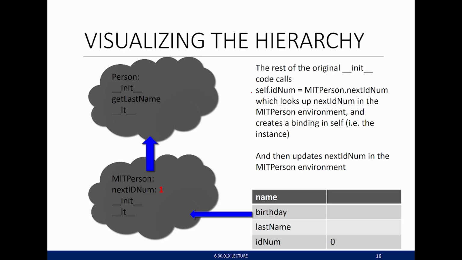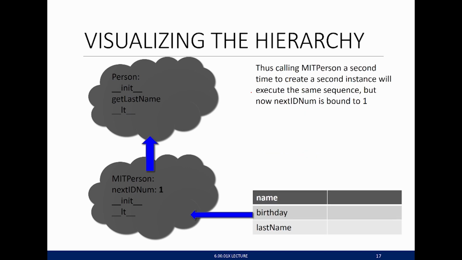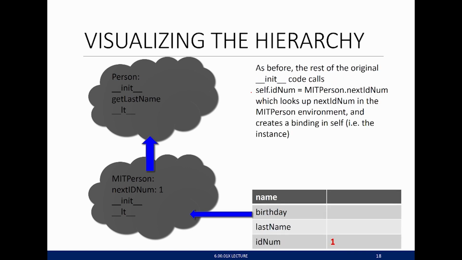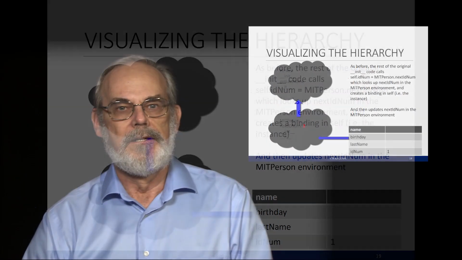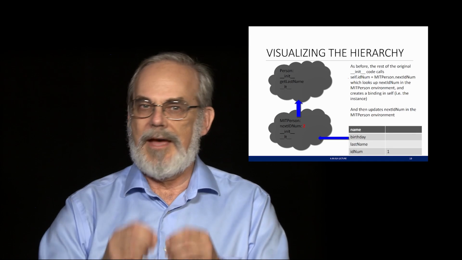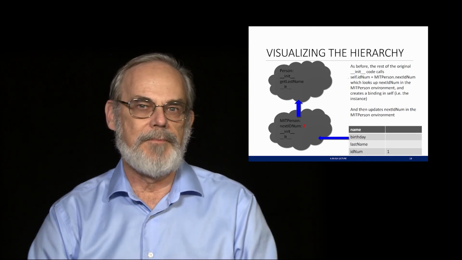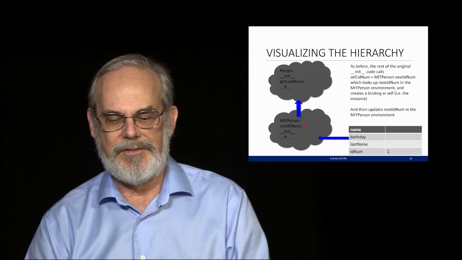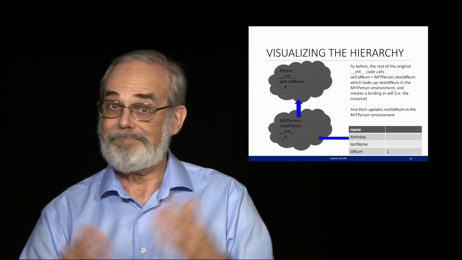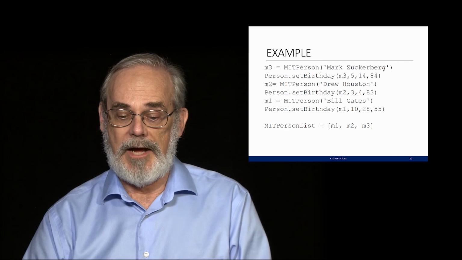And if I were to call for another instance of MIT person, it will go through the same process, calling the person init method to set it up. But now, next ID num is 1. So the binding here is ID number 1, and that gets incremented to 2. You see as a consequence how that class attribute can store information I can use to associate with instances of the class. Great. Now what happens if we create it?